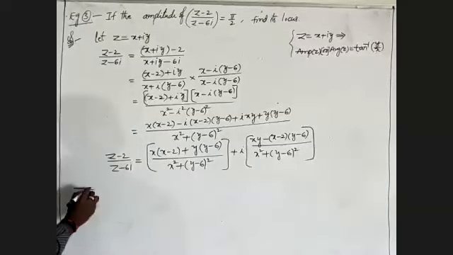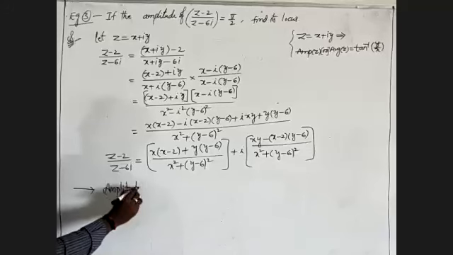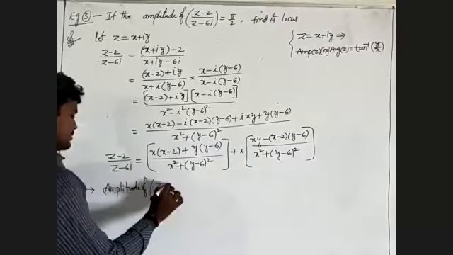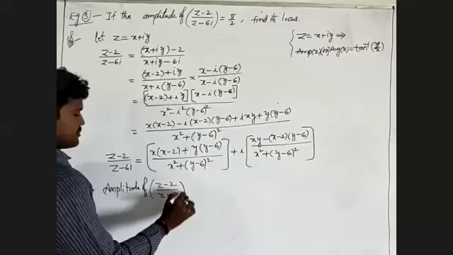By the problem, what is given means the amplitude of (z minus 2) by (z minus 6i) is nothing but pi by 2.